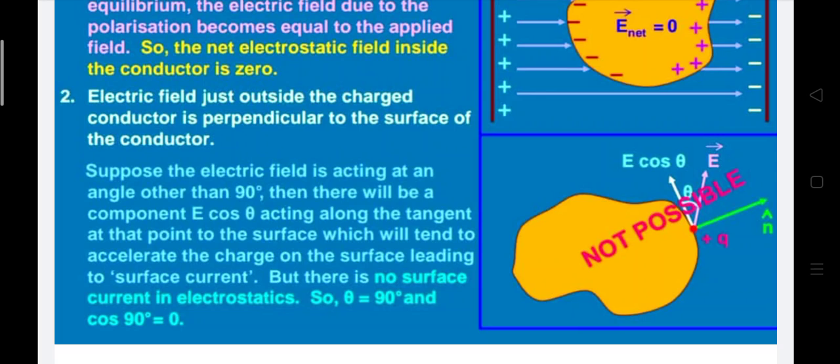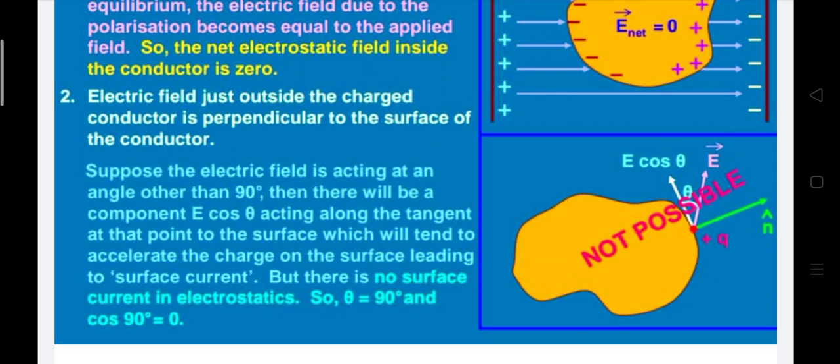If the electric field is at any other angle other than 90, what will happen? It has to be resolved into two components, E cos theta and E sin theta. E sin theta is perpendicular to the surface, but E cos theta is parallel to the surface, that is tangential to the surface. Now this will accelerate the electron.